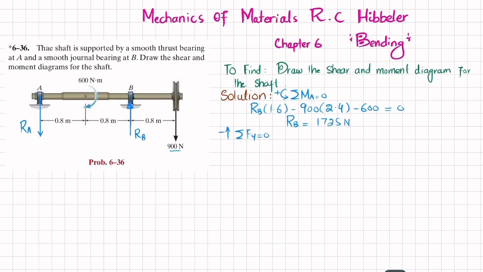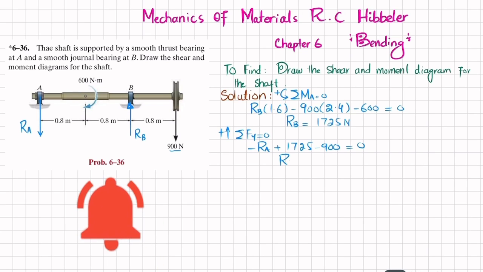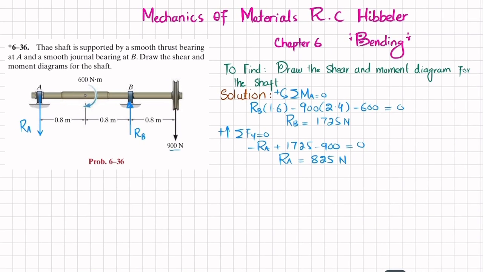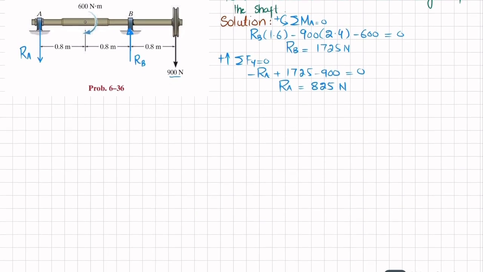Now we will find RA by using the equation of equilibrium that the sum of all forces along the y direction must be equal to 0, and upward force is taken as positive. So minus RA plus RB, which is 1725, minus 900 is equal to 0. So from here you will get RA is equal to 825 Newton. Now you have RA and RB, so we'll move toward drawing the shear force and bending moment diagrams.